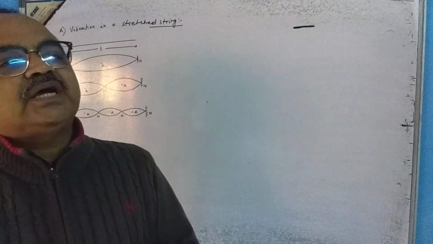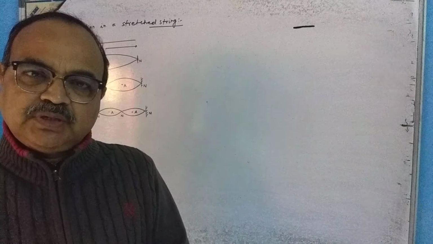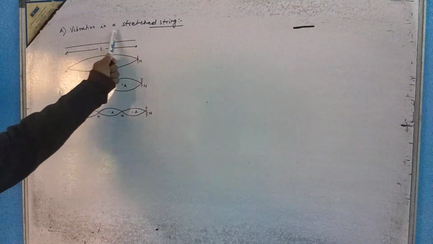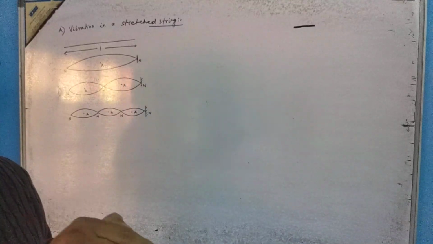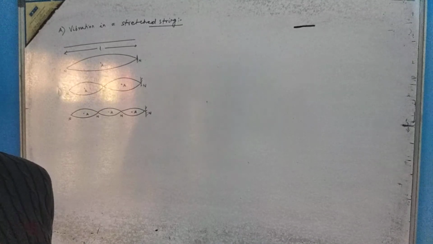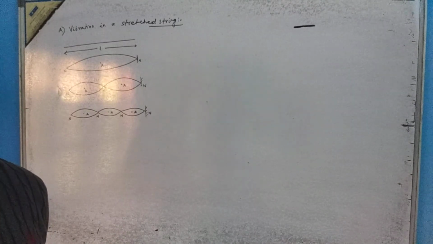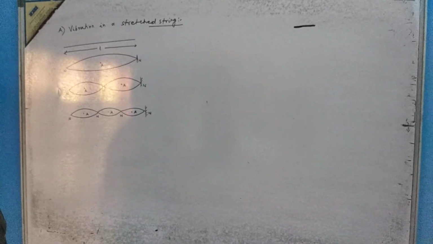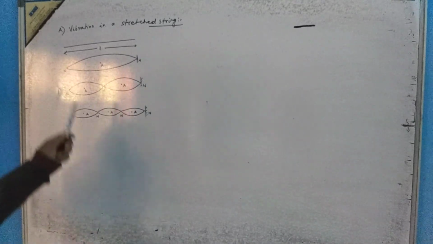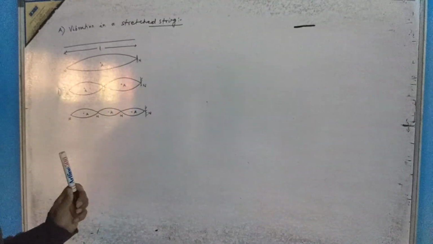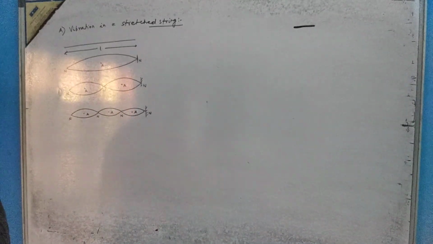Now, we are continuing with the stationary waves. The first part of the stationary wave is vibration in a stretched string. Just now I have mentioned that in this case the transverse stationary waves are formed in a stretched string. What happens? There is a string stretched, it has a tension capital T suppose, and a string of length L is stretched here between the two rigid supports.